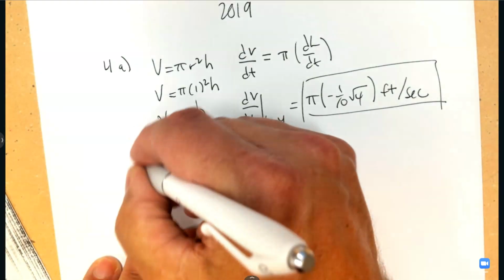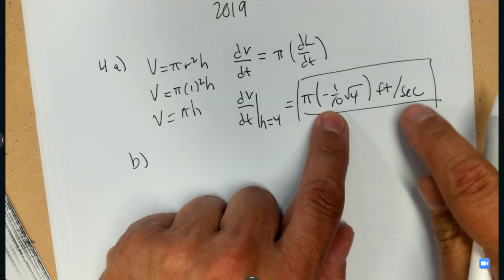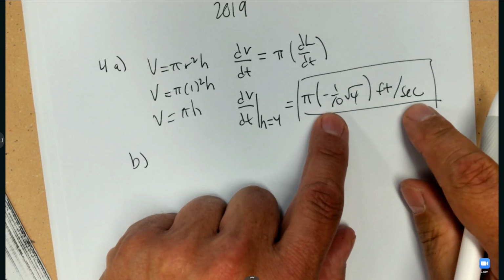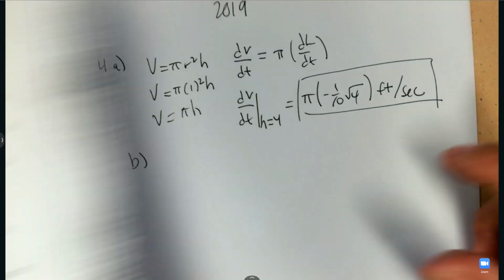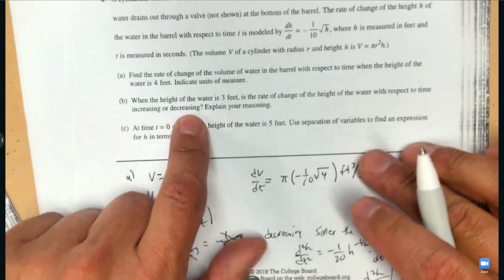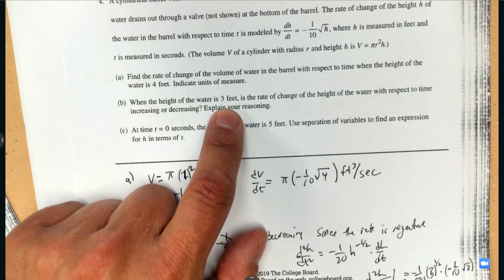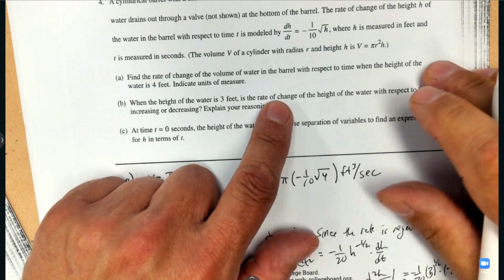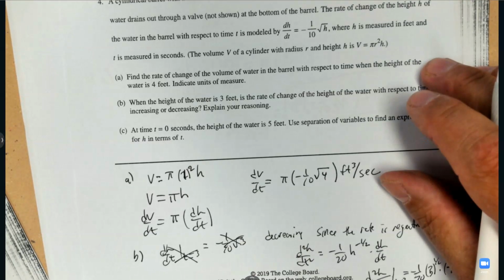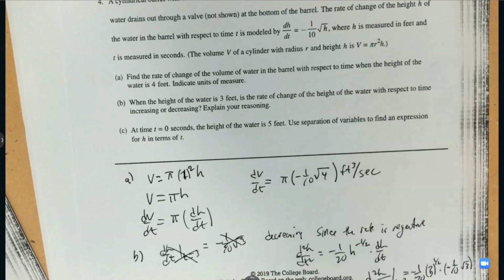You don't need to write a sentence for that one, but you do need to have the answer with the correct unit. Part B. It says, when the height of the water is 3 feet, is the rate of change of the height of the water with respect to time increasing or decreasing?